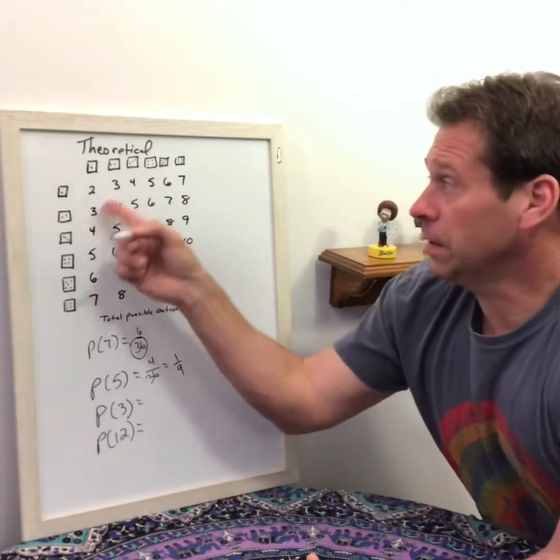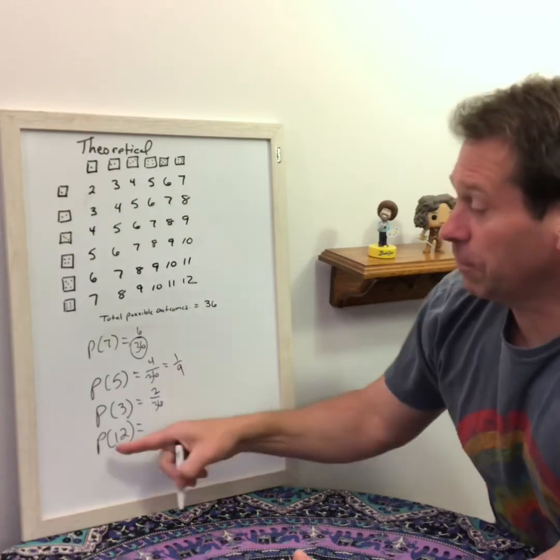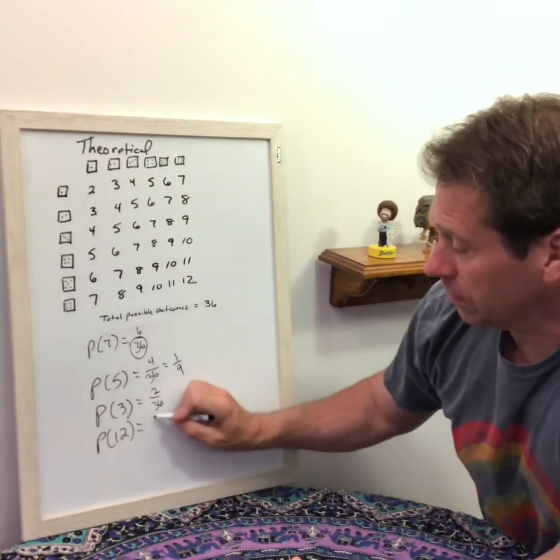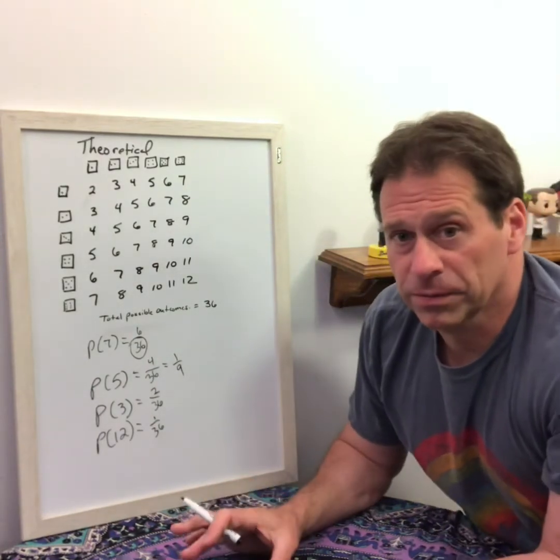Probability of a 3. There's only 2 of them. It'd be 2 out of 36. The probability of a 12: 1 chance out of 36. And those are all the theoretical probabilities.